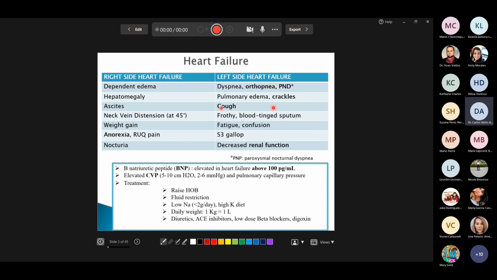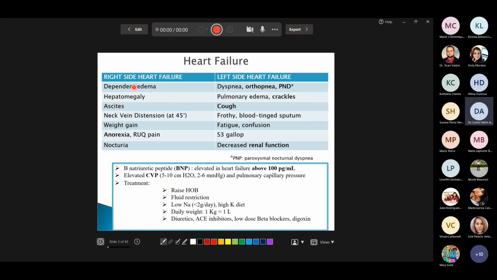Anyway, I have here a table that compares manifestations of the right side and manifestations of the left side. So dependent edema, that is the edema of the part of the body that is in the lowest position, usually the lower extremities, is a manifestation. Congestive hepatomegaly, okay, that I mentioned, is enlargement of the liver, pooling blood there because of the failure of the right heart to move the blood in the direction of the lungs. Ascites can be present, because there is a spillage of liquid in the abdominal cavity, the neck vein distension, the gain of weight.